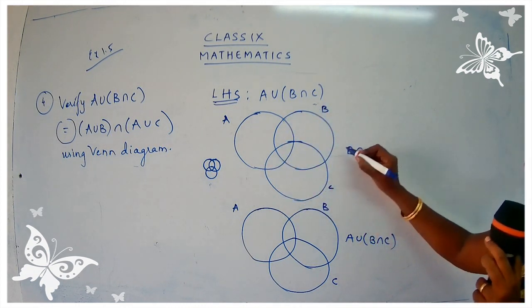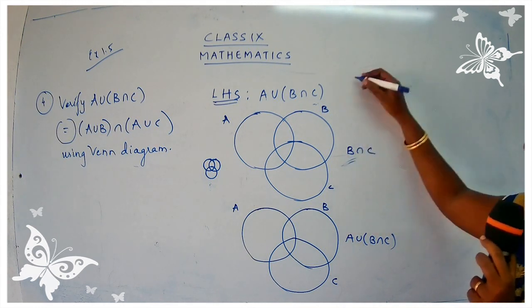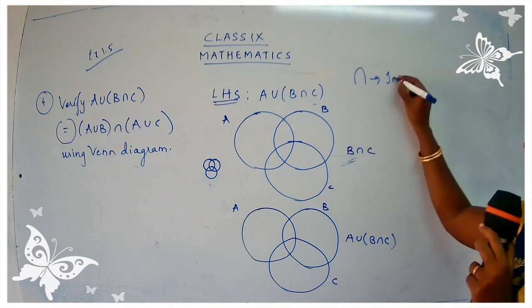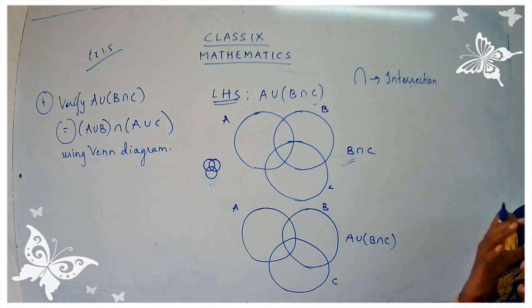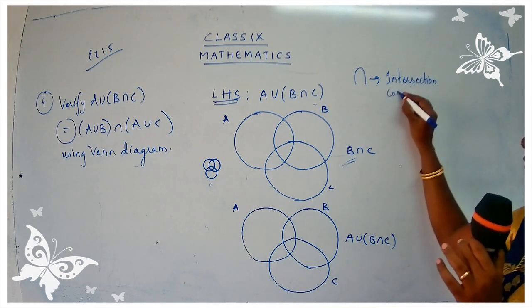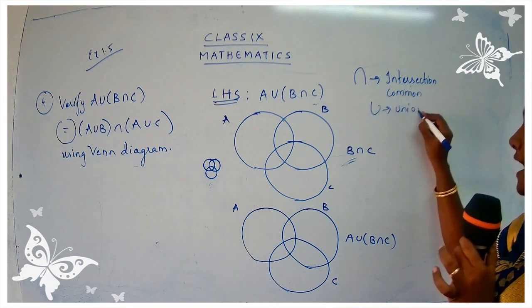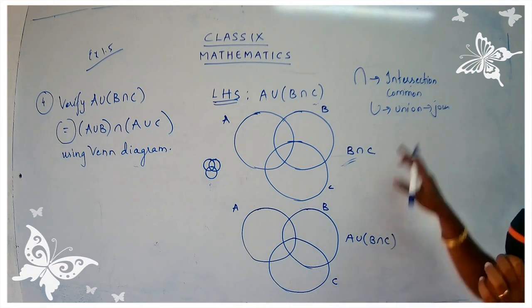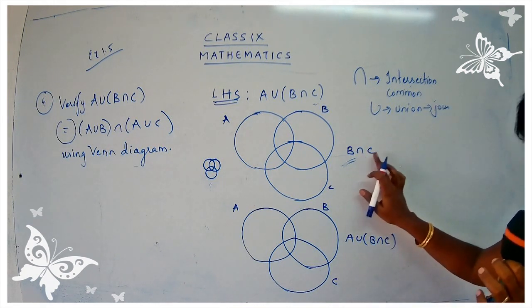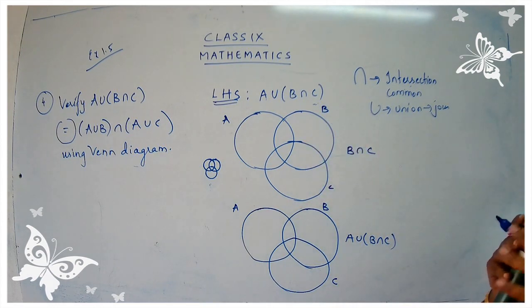Okay, children? So now what are you going to do? You are going to take the intersection. What is the meaning of intersection? Again and again, I just remind you this thing. Intersection means you have to see the common. And union means you have to combine, you have to join everything. So B intersection C means you are going to shade the common part of B and C.